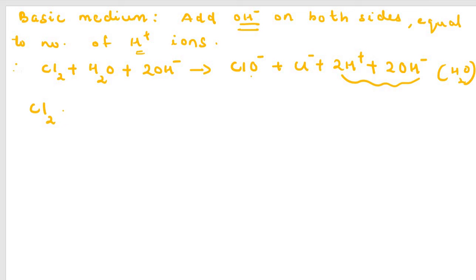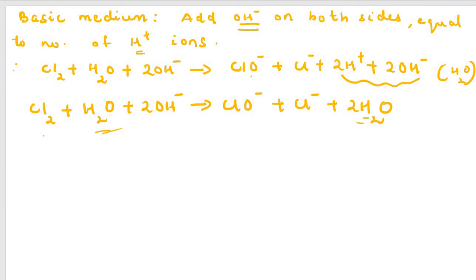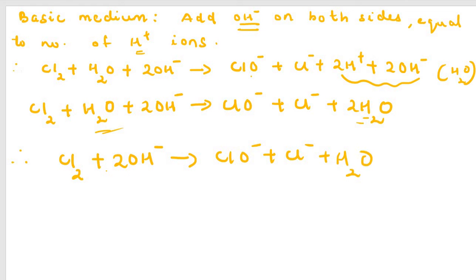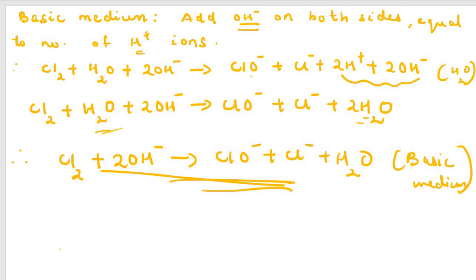So our reaction will become Cl2 plus H2O plus 2 OH minus gives ClO minus plus Cl minus plus 2H2O. Here H2O is there on both sides. So our final reaction in the basic medium will be Cl2 plus 2 OH minus gives ClO minus plus Cl minus plus 2H2O minus H2O, which is H2O. So this is the balanced reaction in the basic medium for the disproportionation reaction. Hope these things are clear.